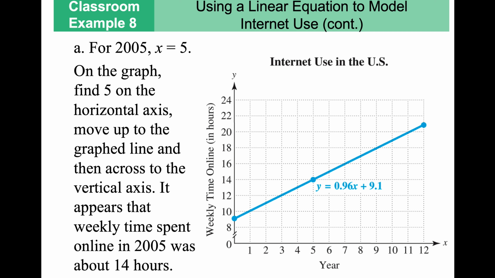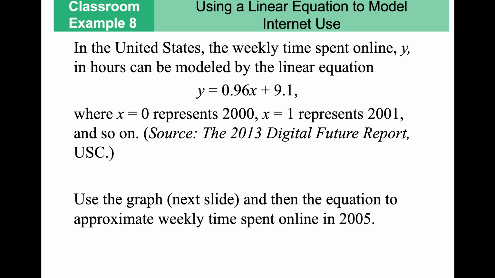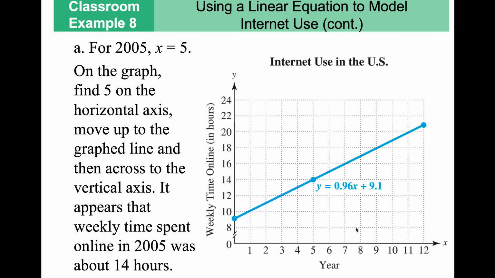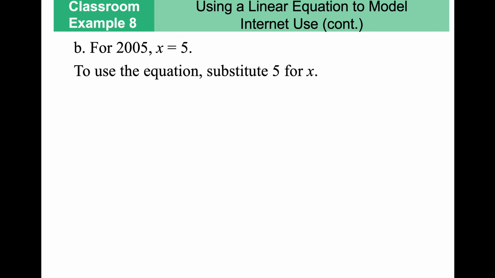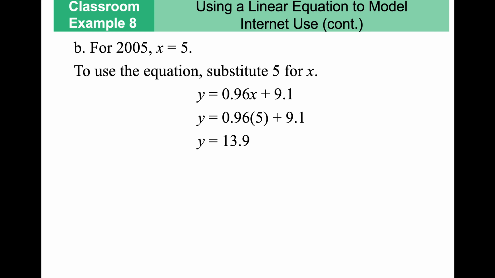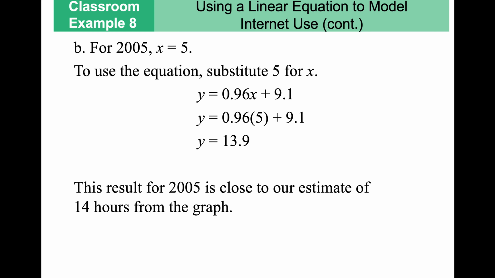So when you're modeling data, don't get stressed out. You're just plugging into the equation, so you're just identifying what value do I plug into the equation. So x equals 0 represents 2000, 1 is 2001. That's how I knew x would be 5 for 2005. But all we're doing is what we've been doing, but just putting words around it. So I can plug 5 in for x and I get 13.9 out, which is roughly 14. So I can either use the graph or I can use the equation to get there.